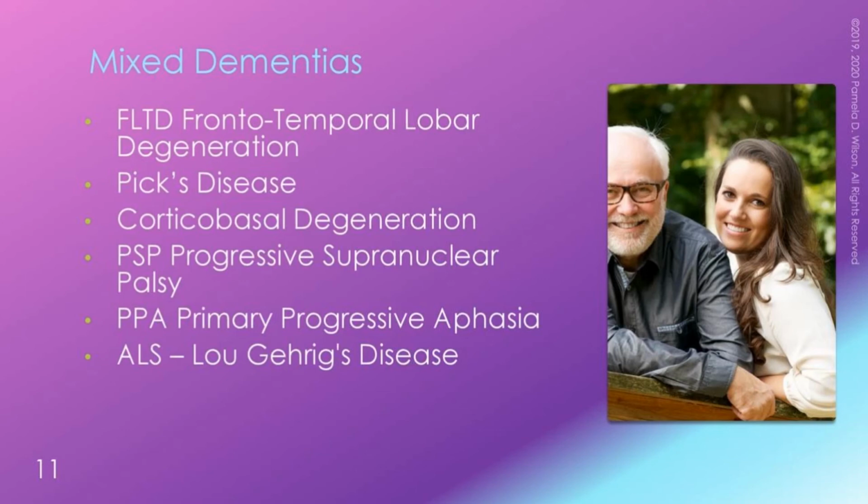The PPA, which is the primary progressive aphasia, as we talked about with my client on the airplane, it's also rare, but the person starts to lose their speech. They may not also be able to understand things that are in writing and understand what people are saying to them. And it's progressive.